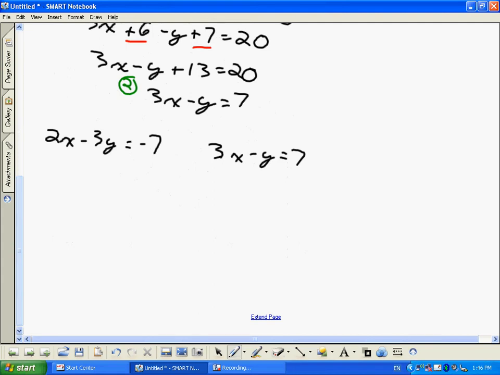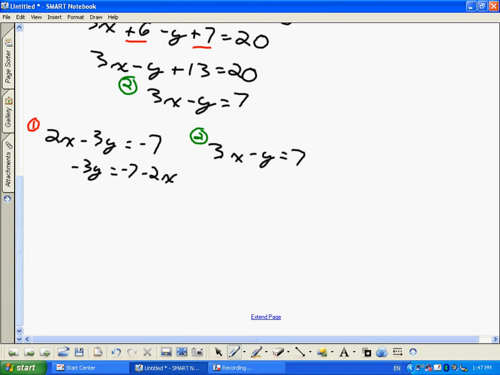Okay. Now that we've done this, it's a little more like what we're used to seeing. Substitution. That means I need to set an equation equal to one of the variables. We're going to take the first equation, and I'm going to set it equal to y. So that means I'm going to move 2x to the other side. This will become negative 3y equals negative 7 minus 2x.